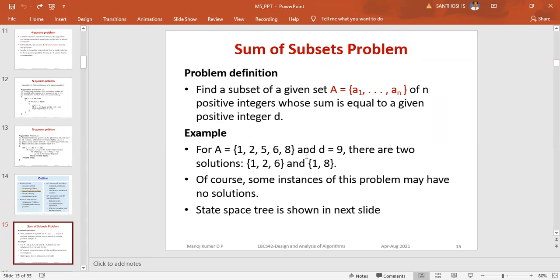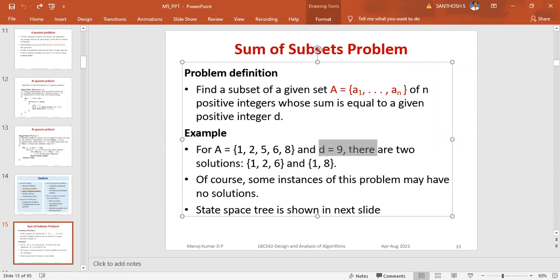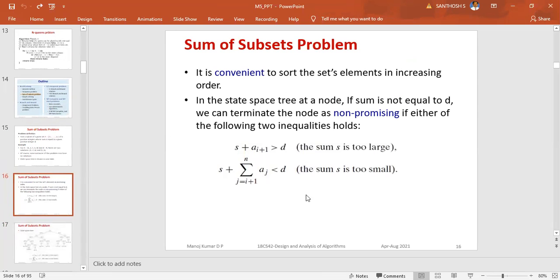So how do you find D? Suppose the sum should be equal to the given positive integer D, which they have given as 9. How do you find 9 from this situation? You can take 8 plus 1 is equal to 9. Of course, some instances may have no solution. So it is convenient to sort the set's elements in increasing order.